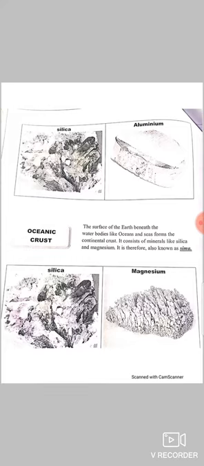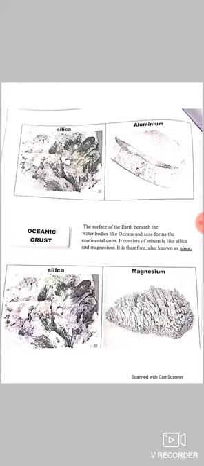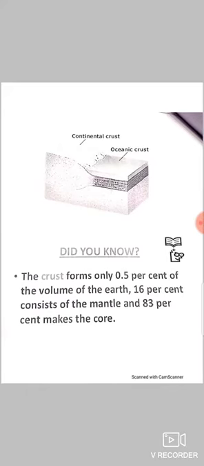Oceanic crust, the surface of the earth beneath the water bodies, जो water bodies के नीचे है, like oceans and seas, forms the oceanic crust, and it consists of minerals like silica and magnesium. Therefore it is also known as Sima, because silica Si and magnesium Ma, so it becomes Sima. Now continental crust and oceanic crust, you can see in the picture.